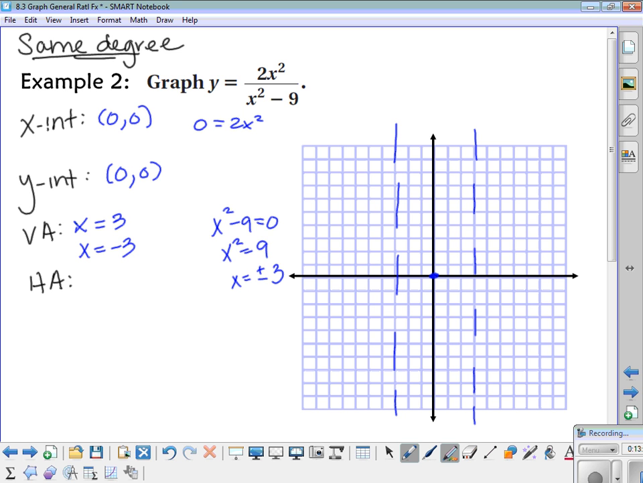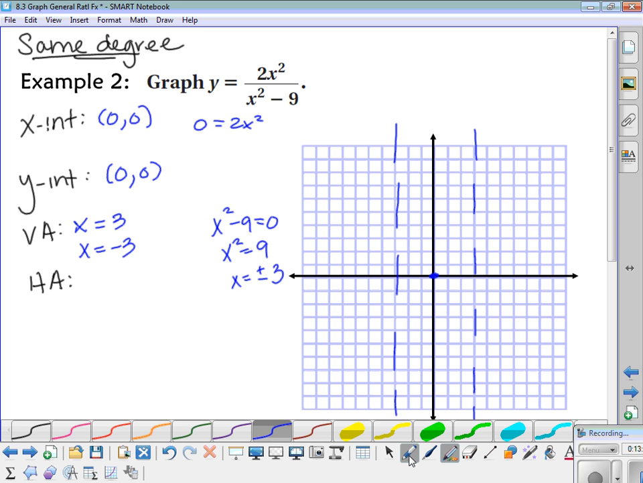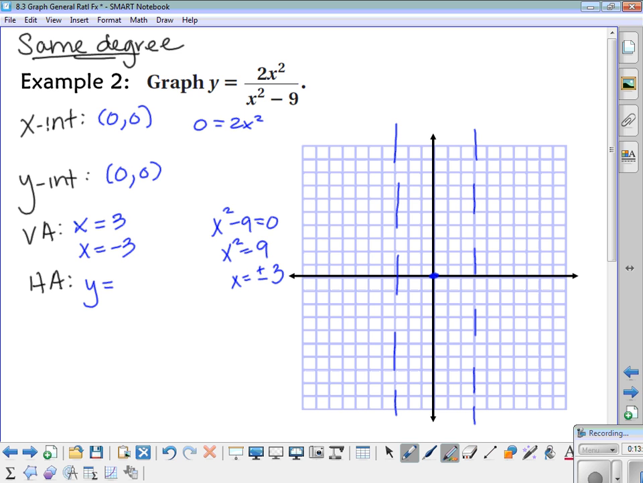And then finally my horizontal asymptote, I look at the leading coefficients. So I've got a 2 over a 1, so y equals 2. And that's my horizontal one. So now I've just got to figure out what's happening in between each of those areas.